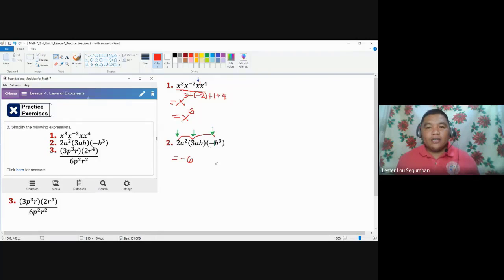Now that you're done dealing with the numerical coefficient, let's proceed with the literal coefficients. By proceeding, we apply the laws of exponents. Let's start first with a. A, 2. Do we have other terms here with a as variable? Yes, here. The exponent of that is 1.